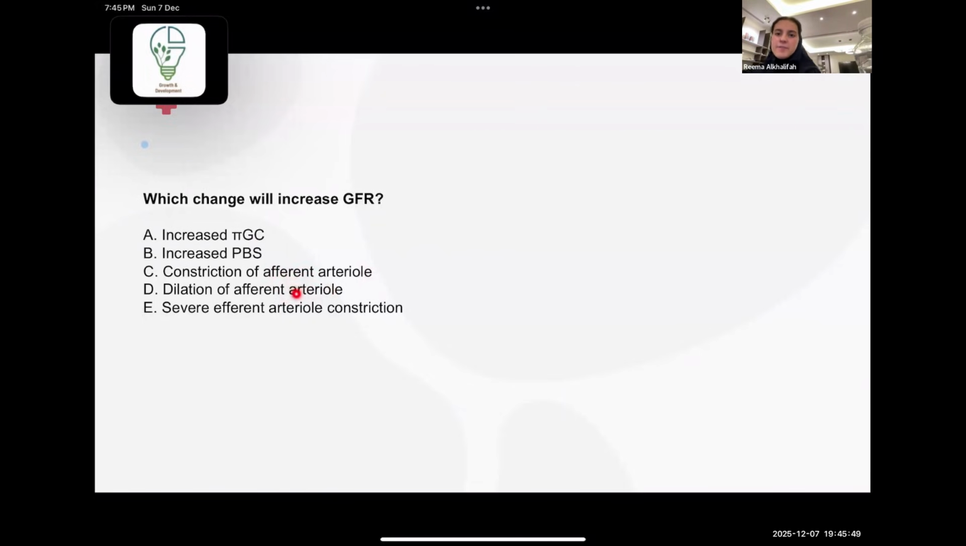It dilates the afferent arteriole. So this causes more blood to flow into the capillary, and it's going to cause an increase in hydrostatic pressure, and they both increase GFR, so D is the correct option. And E is incorrect because it's severe constriction of the efferent arteriole. We said that the moderate constriction is going to increase GFR, but the severe one is going to decrease GFR. So if E was moderate constriction, it would be correct.